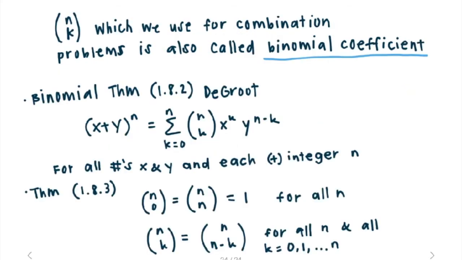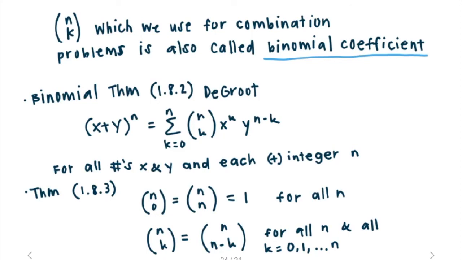Okay, so these are some important notes. N choose k, which we use for combination problems, is also called the binomial coefficient. And the binomial theorem from DeGroot 1.8.2 is (x plus y) raised to the power of n equals the sum from k equals 0 to n of n choose k times x raised to the power of k times y raised to the power of n minus k, for all numbers x and y and each positive integer n.